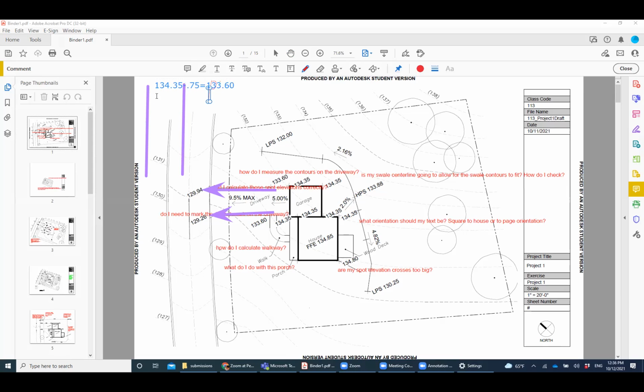And if we want to get to where 134 is, you would use the 0.35 divided by 5%. So it's 7 feet away. So you measure 7 feet away, then you get your 134. Does that make sense? It does.